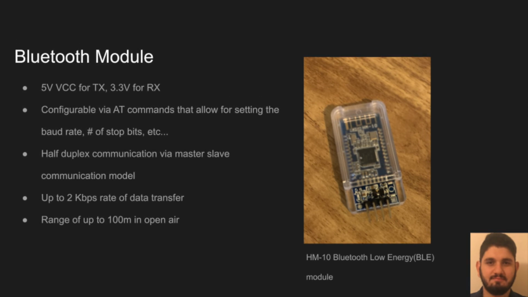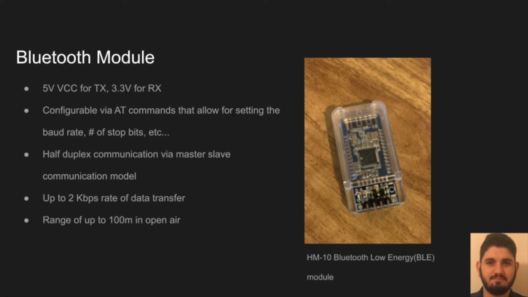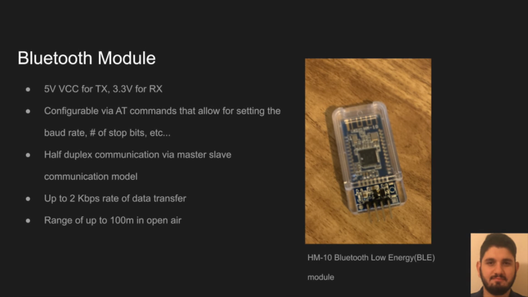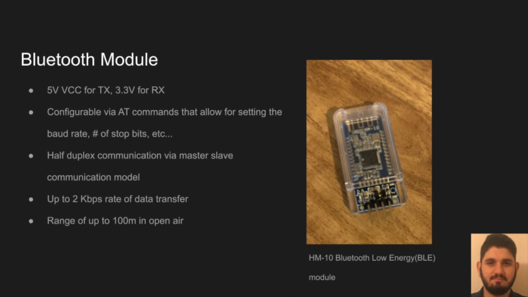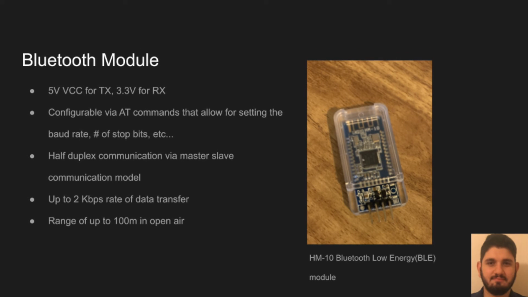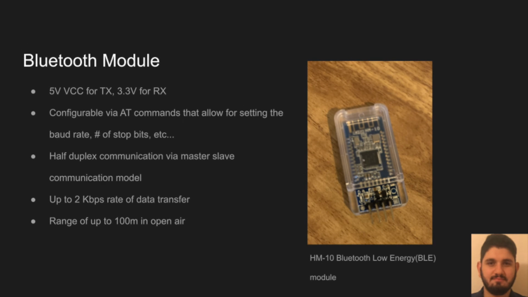Once connected, the BLE module will send the plate number that the Pin Transfer Robot is currently on, as well as the state that it's currently in. The HM10 is a Bluetooth module that uses Bluetooth Low Energy technology to save power consumption. It also uses the master-slave communication model to establish half-duplex communication.